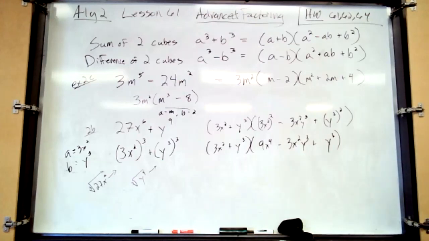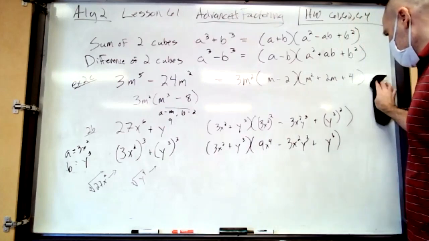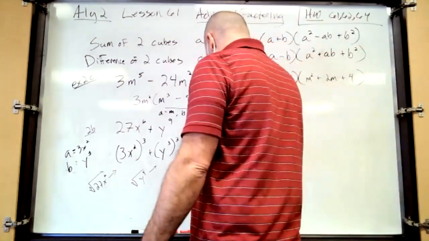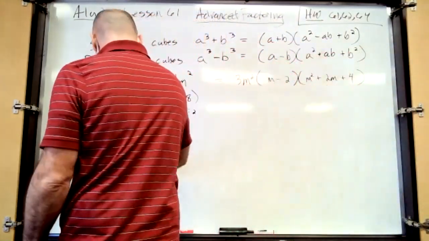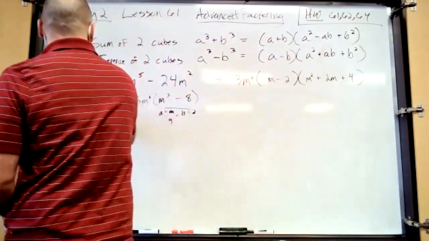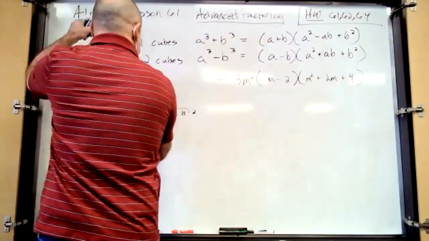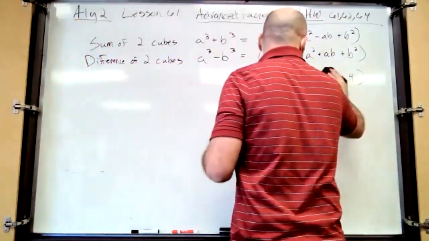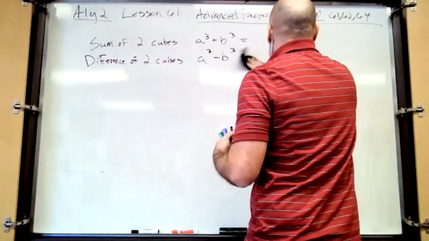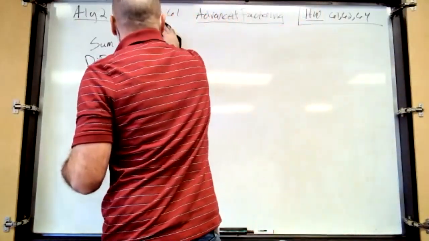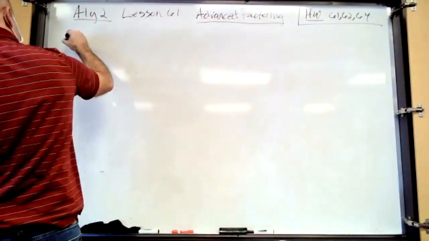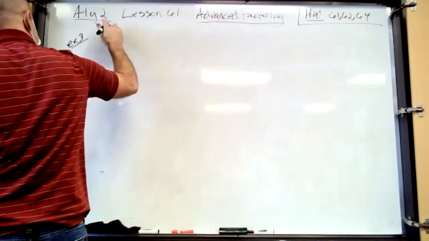Now there's other ways to do that. We're going to learn later, but for now, just know that. So the next part is factoring by grouping. And actually we did something like this in Algebra 1. So make sure you write these down: sum of 2 cubes and difference of 2 cubes. Okay, so we're going to factor by grouping. We're just going to start with an example.